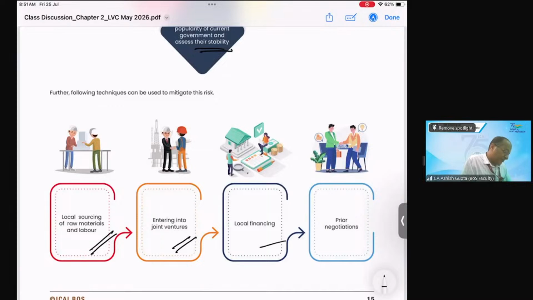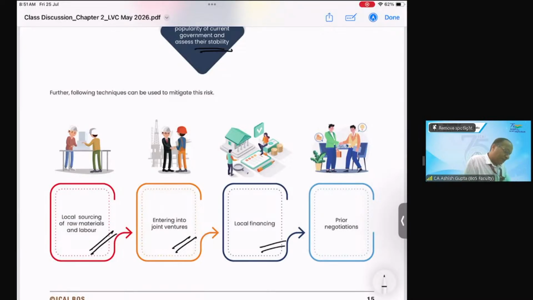Then local financing is a very good method. Instead of investing our own money, you borrow the money from the host country's investors. If the host country's investors' money is there, the risk of expropriation becomes lesser and lesser, because the government will think that the investors will otherwise make a hue and cry.